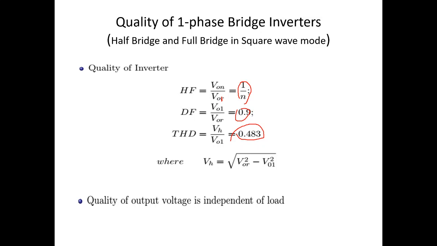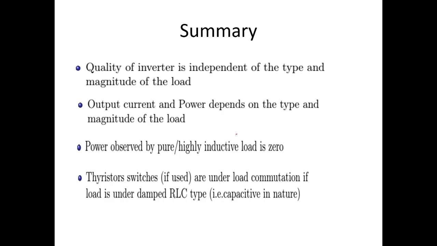The important observation here is that the quality of the output voltage is independent of load, because the output voltage depends on the switching pattern, not on the load. Current depends on the load, but voltage depends on the switching pattern and is independent of load. So the quality must be independent of load. This is one of the important observations. In summary, the quality of the inverter is independent of the type and magnitude of the load. Output current and power depend on the type and magnitude of the load. Power absorbed by a pure inductive load is 0.